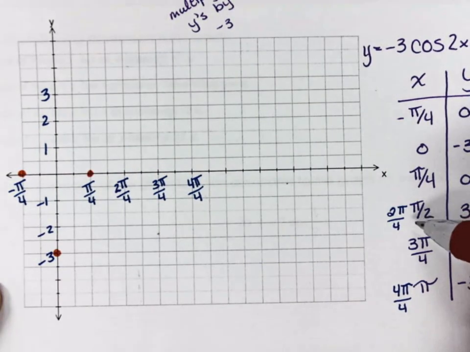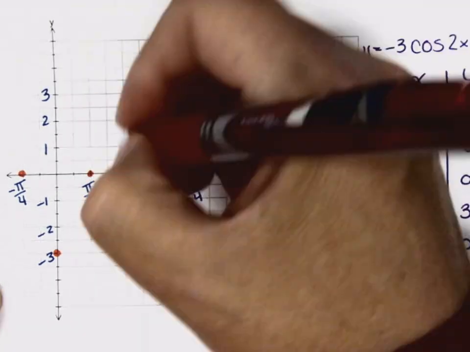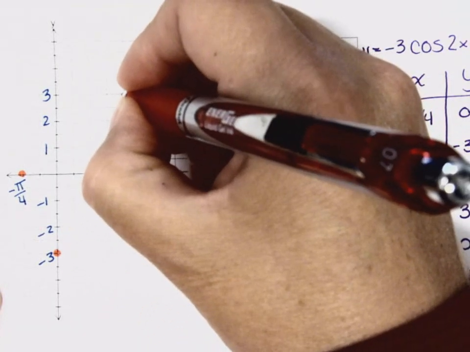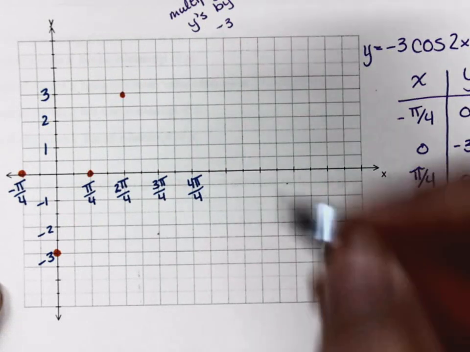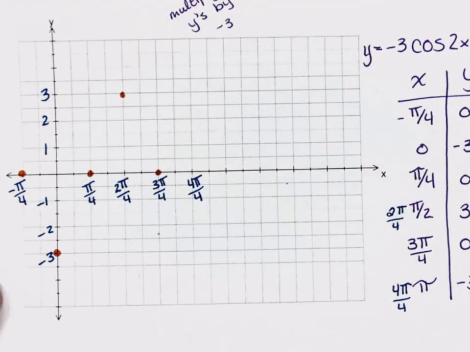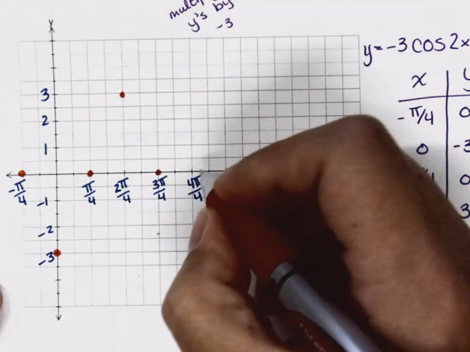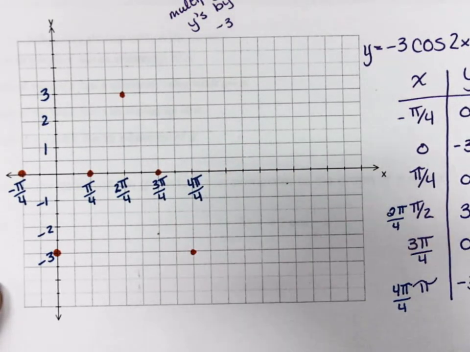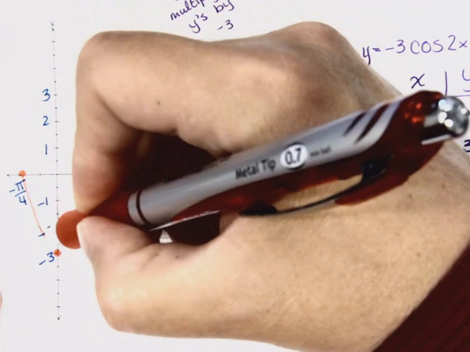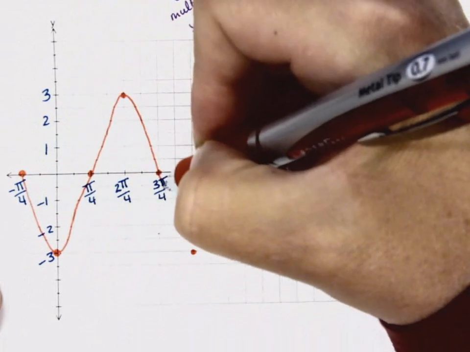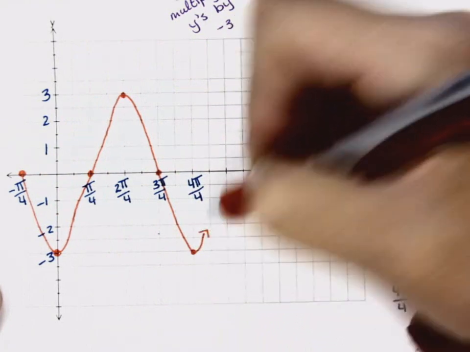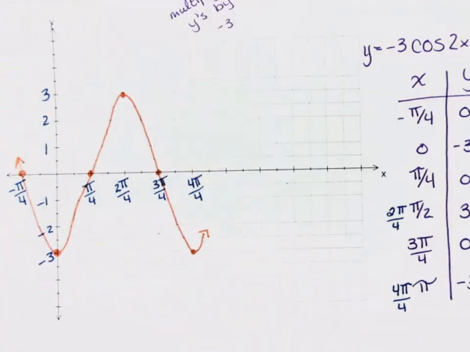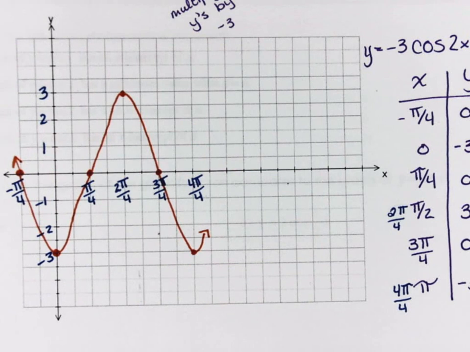Pi over 2, which is 2 pi over 4, that one, I'm going to be at a positive 3. 3 pi over 4, I'm back to a 0. And 4 pi over 4, I'm at a negative 3. Looks a little weird, but not terrible.